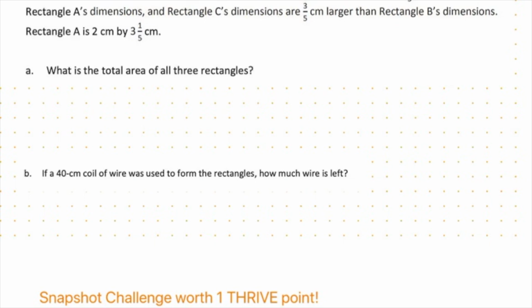Wait, come back, come back, come back. I totally forgot. On the bottom it says you have your next snapshot challenge, which is worth 1 Thrive point. The question is, identify the operation to answer question B. What operation do we use to solve how much wire is left? Write that word down, take a picture of it, and send it to me. Now you can push pause. Go.